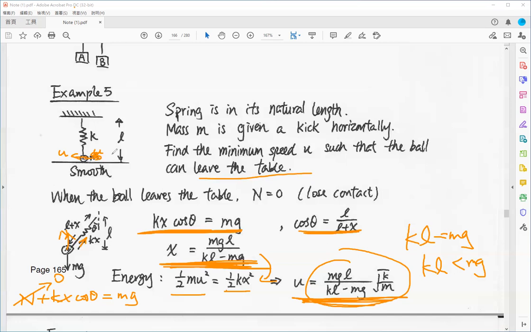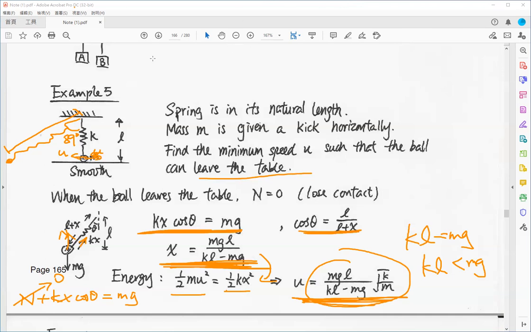Because if you think like this, when the angle is very large, let's say close to 90 degrees, then the extension will also be very large. When the angle tends to 90 degrees, the extension also tends to infinity, and it will store infinite amounts of elastic potential energy in the spring. So that means it's possible for the object to not leave the table.